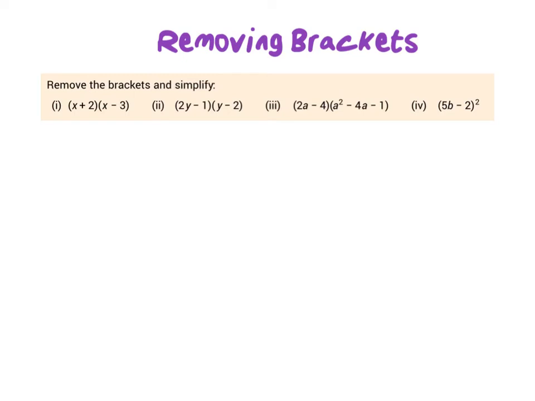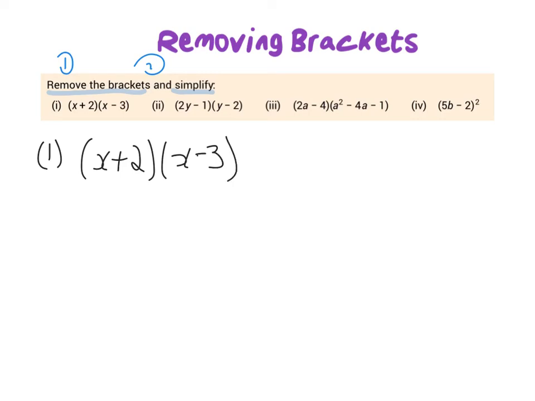In this question, we are asked to remove the brackets, number 1, and then simplify. So in other words, we have 2 parts to this question. So for part 1, I have an x plus 2, and I have an x minus 3. Now for part 1 of this, I am going to remove the brackets, and to do that I must multiply. So I rewrite it. I say x times x minus 3 plus 2 times x minus 3.